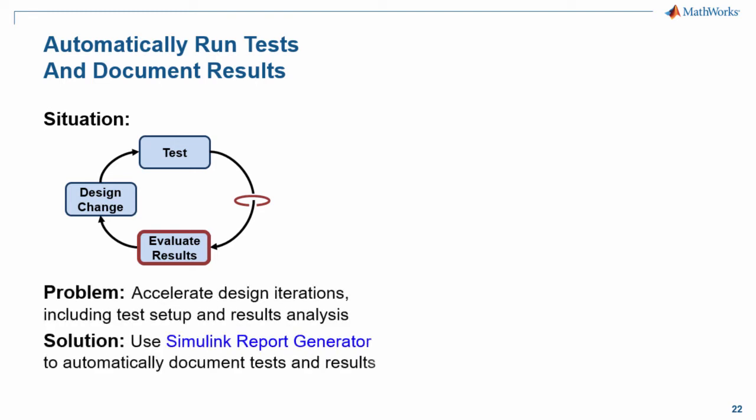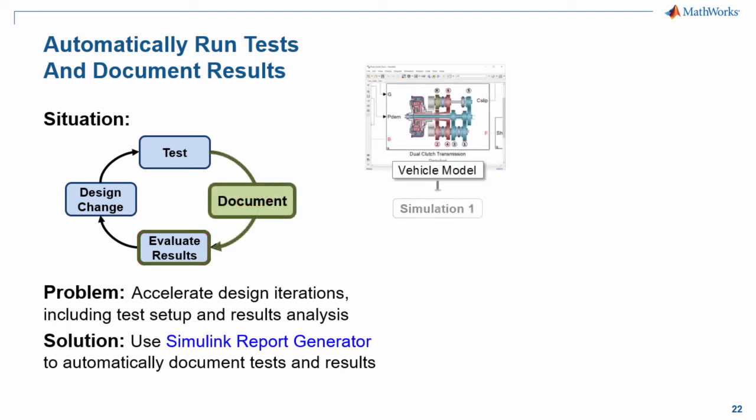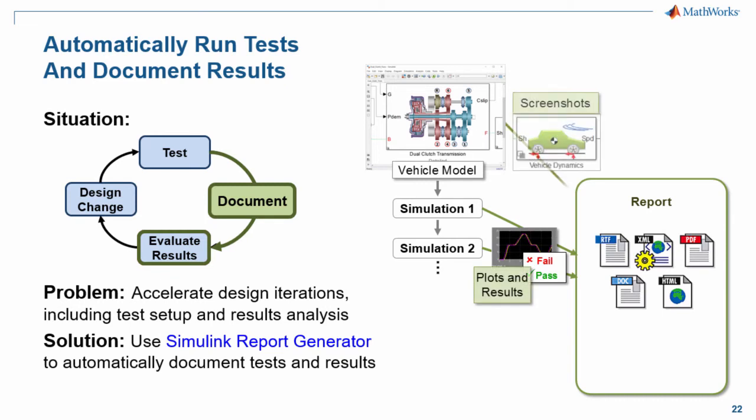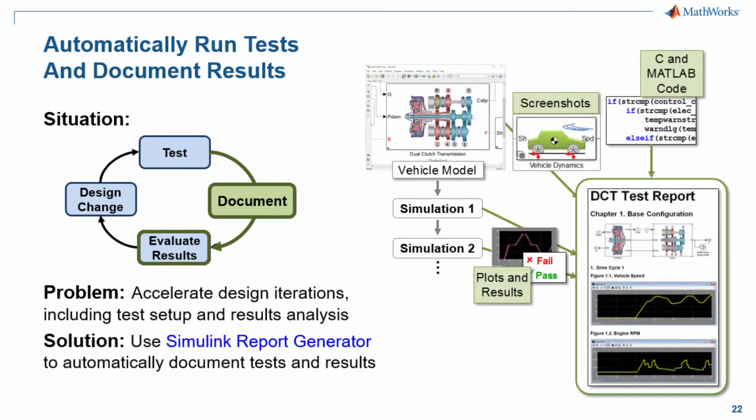We will show how you can use Simulink Report Generator to automatically document those tests and the results. We will use a model of a dual clutch transmission. Using Simulink Report Generator, we will automatically run those tests and include plots, screenshots of the model, pieces of code and other valuable pieces of information into a document. I will now switch over to the model so you can see how this is done.